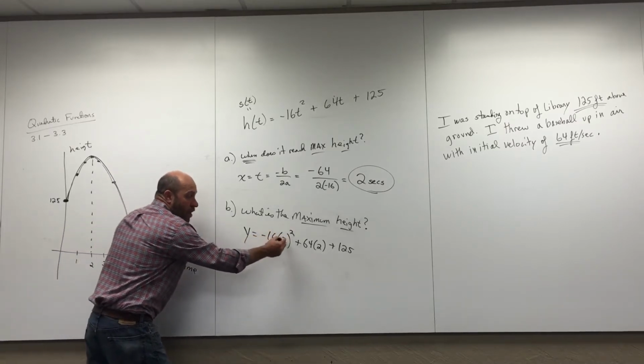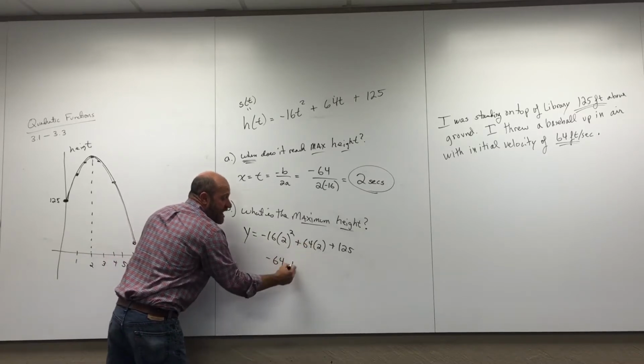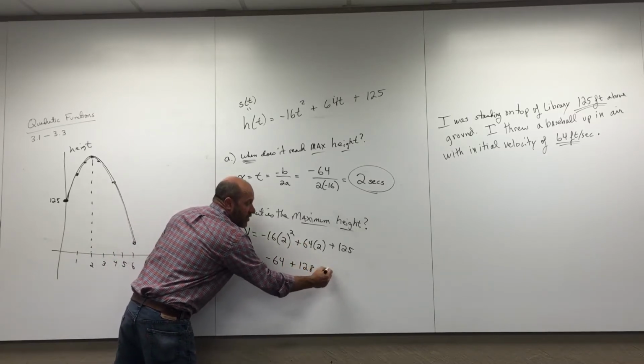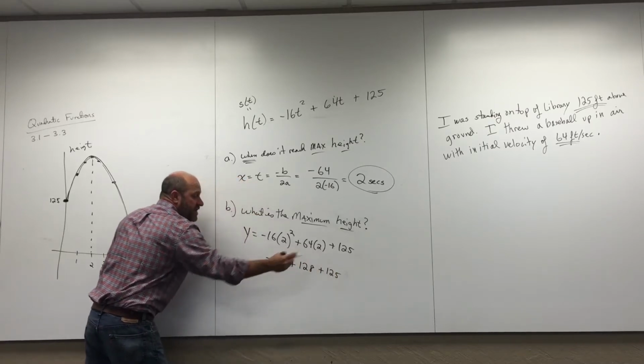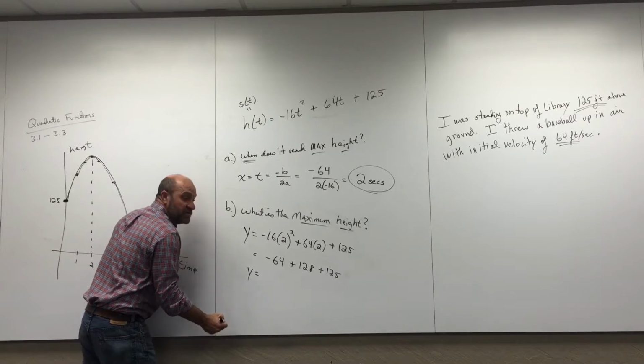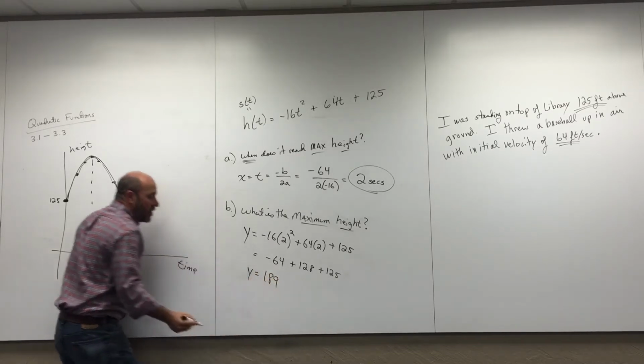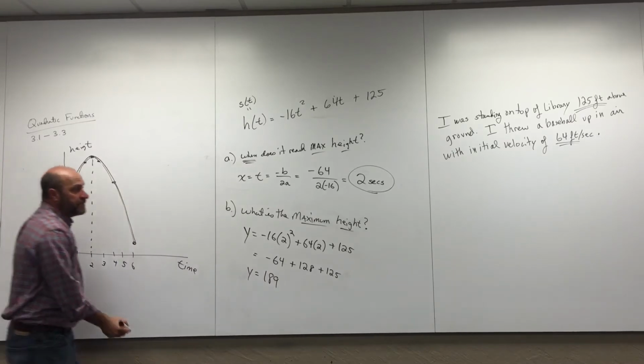That's a 4 times 16. I think that's a negative 64. This is a positive 128. That's 125. If you add these numbers up left to right, y is what? What did you say? 189. Is he right, you guys? 189 feet. That's the answer.